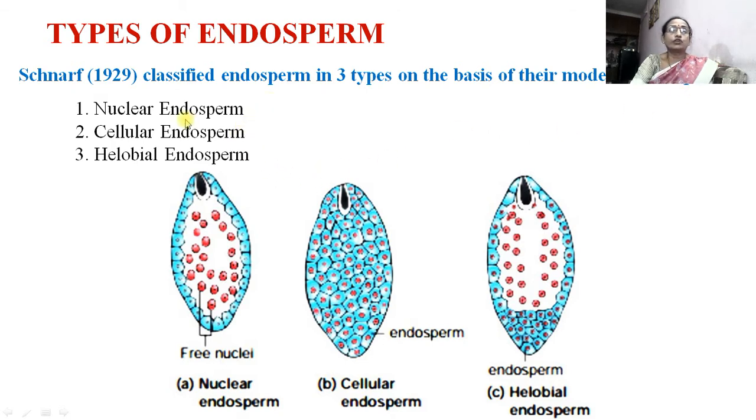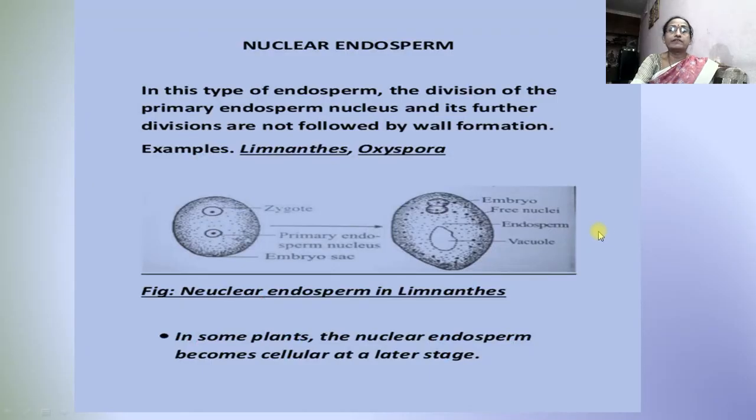The first one is nuclear endosperm. The second one is cellular endosperm, and the third one is helobial endosperm. This is the first one, nuclear endosperm, in which free nuclei are there. Then second is the cellular. All these endosperms contain many cells, that is called cellular endosperm. And in helobial endosperm, the first division is cellular and all successive divisions are nuclear divisions. This is the third type. Then we will study one by one.